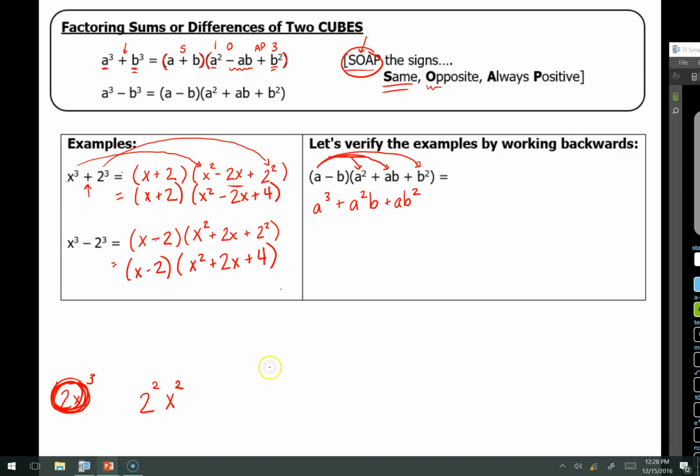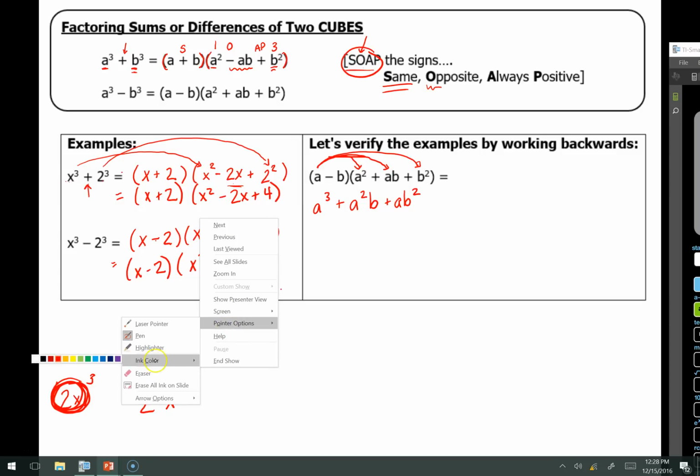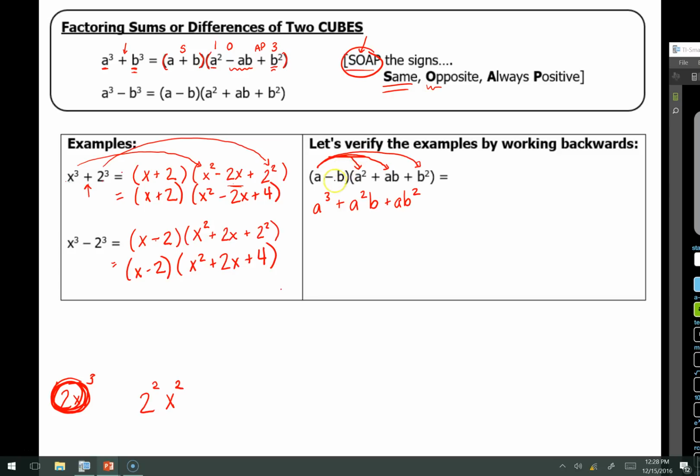Now we need to do the second term. I'm going to change my color here just so it looks a little bit more clear. This time I've got negative b, so I'm doing negative b times a squared, which is negative a squared b, negative b times ab, which is negative a b squared, because you've got b times b, and then this last part is negative b times b squared, which is negative b to the third, because three b's are multiplied together there.